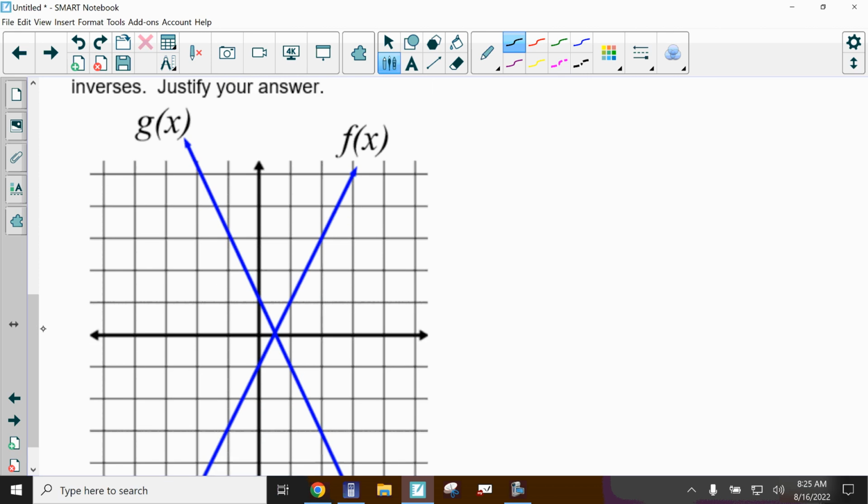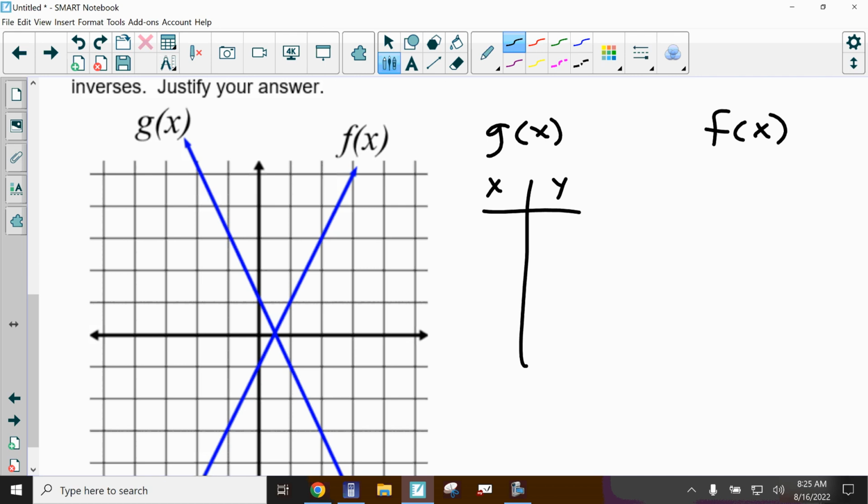Last one is determine if there are inverses. Well, here's the thing. If I can just make a list of the points for the g of x and the f of x, then we can just compare them to see if they flipped. So starting with g of x, I'll put x y like this. I'll pick some points here. So it looks like, I don't know, it looks like this is a point. So that's at 0, 1. Let me pick another one. Here's another one right here. That's at positive 1, negative 1. Maybe one more. That's at 2 to the right and 3 down, so 2, negative 3.